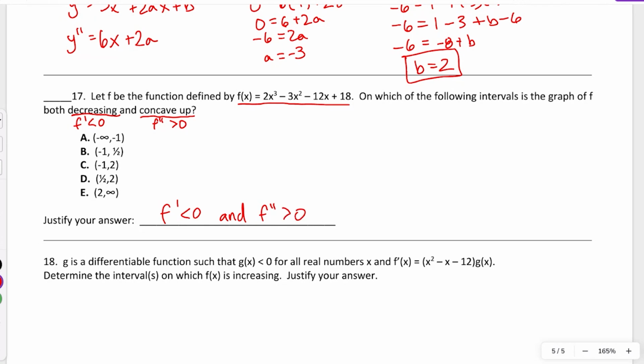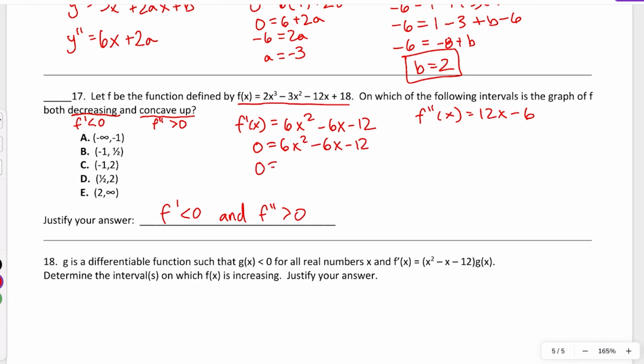So we're going to need two number lines, and we'll try to find where the overlap of those two number lines is. So let's find our critical values for f prime and our subcritical values for f double prime. Let's first find f prime. That's going to be 6x squared minus 6x minus 12. F double prime is going to be 12x minus 6. For our critical values, we're going to set this equal to 0. We can factor out a 6 as a GCF.